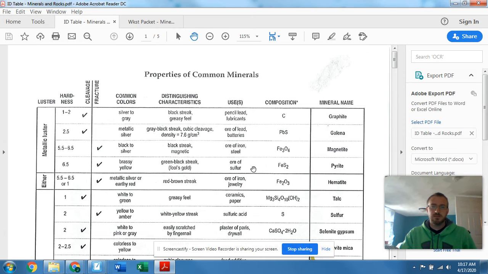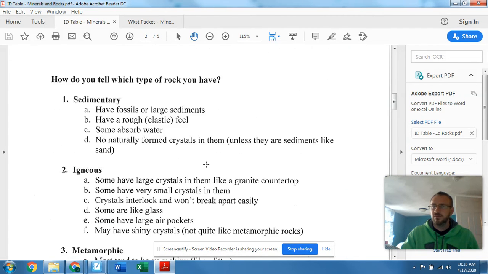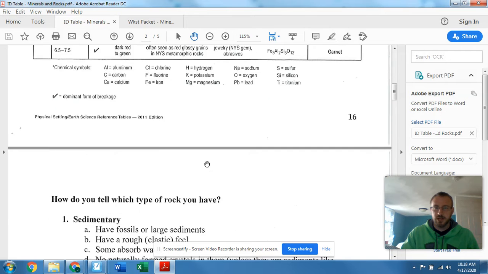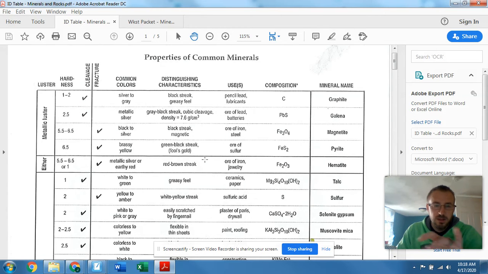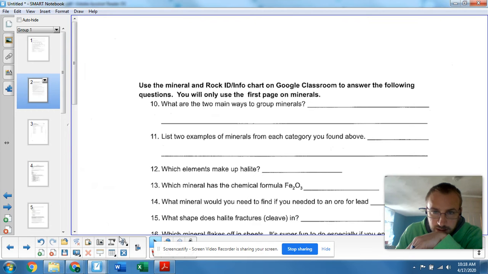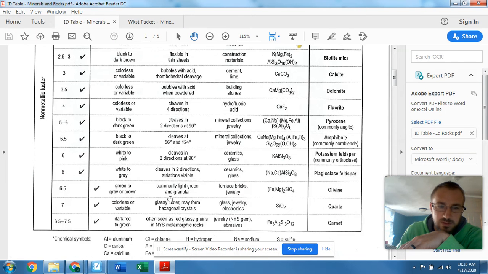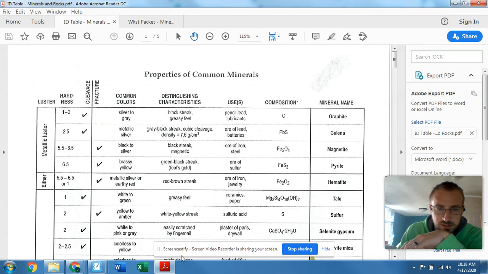So you're going to find this on the Google Classroom post, and you're going to use the first page. The first page has to do with minerals. The other 3 to 4 pages have to do with rocks, and we're not at rocks yet. So what you'll do is look at the first question on that page: what are the 2 main groups of minerals? You'll use this to find how they group them into 2 chunks of minerals.